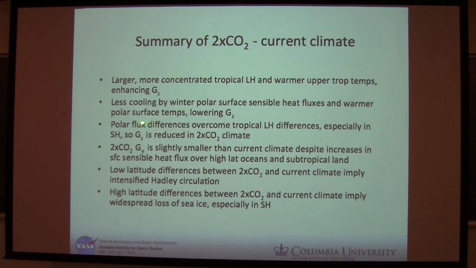also we have sea ice loss there. So we have flux from the ocean in the northern polar regions. That lowers GZ. Polar flux differences overcome the tropical latent heating differences, so double CO2 GZ is smaller. GE is slightly smaller in the double CO2 climate than the current climate.